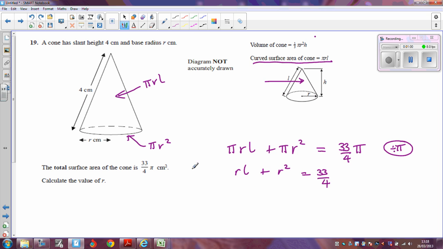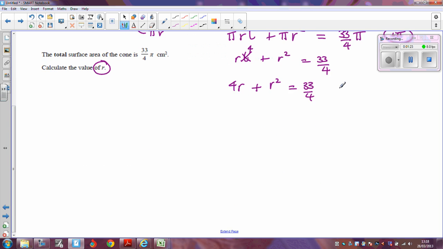Okay, let's have a look then at what r and l are. Now, r, we don't know, and in fact, it's what we're trying to find. l is the slant height, and we're actually given the slant height in this case. So l is actually 4, so r times 4, well, we'd normally write that as 4r, plus r squared, is going to equal 33 over 4. And I can see that what I'm getting here is a quadratic equation.